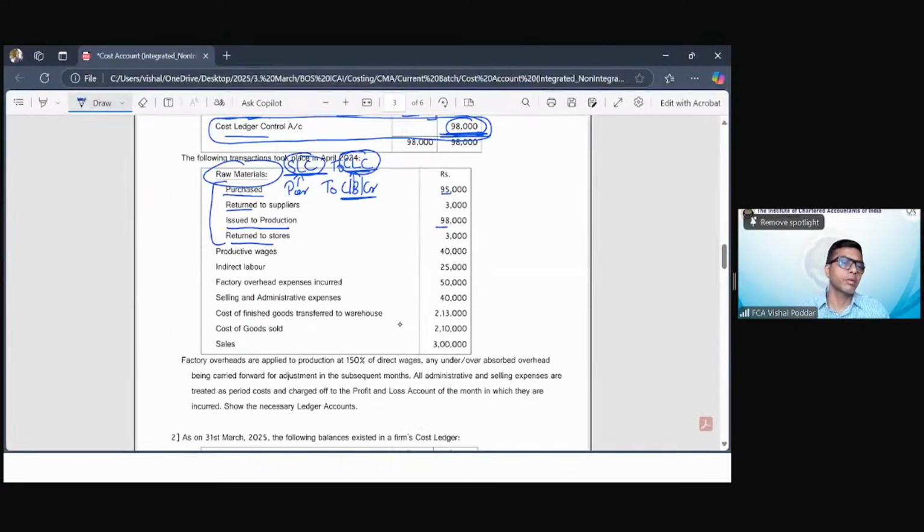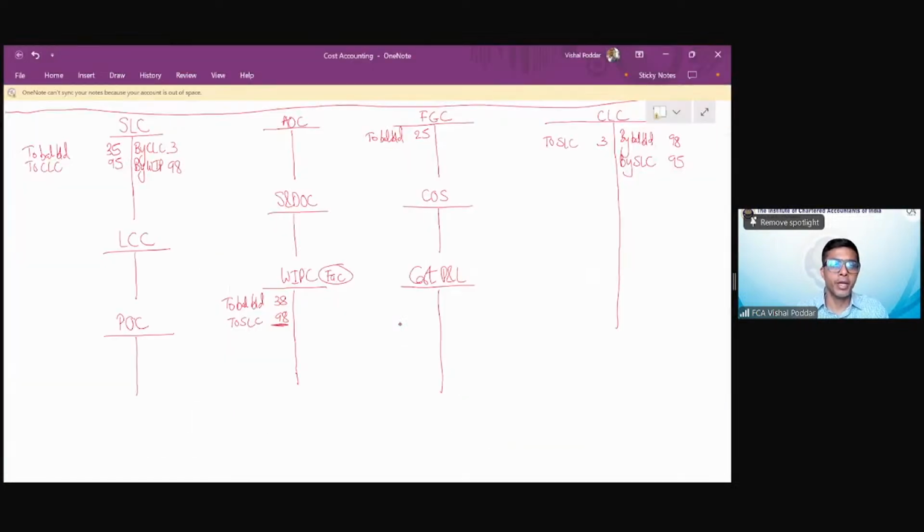Same return. So whatever you had sent for production, after the production is complete, the surplus material is returned back to you. So we have exactly the opposite entry where now the factory is giving back to the stores. So by SLC, amount is 3. And materials is getting back the materials. So it will be debited by the amount.